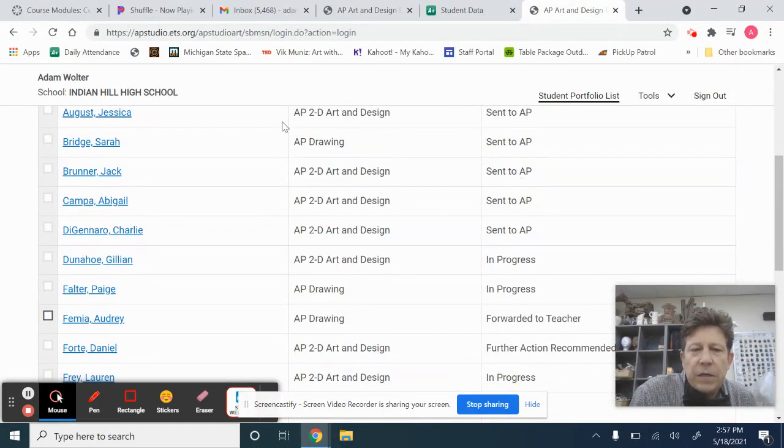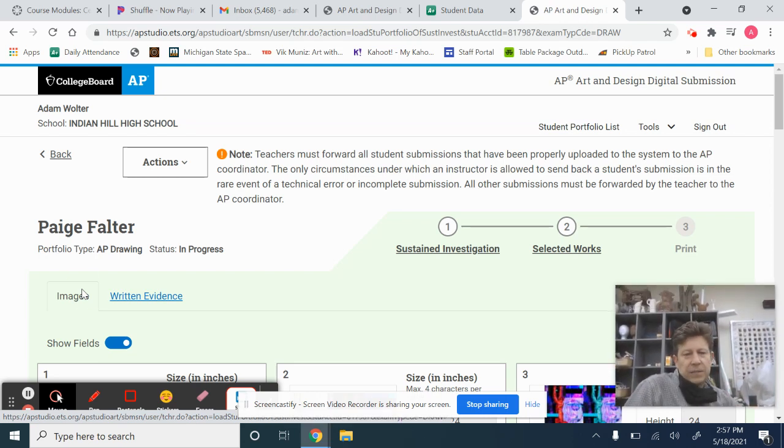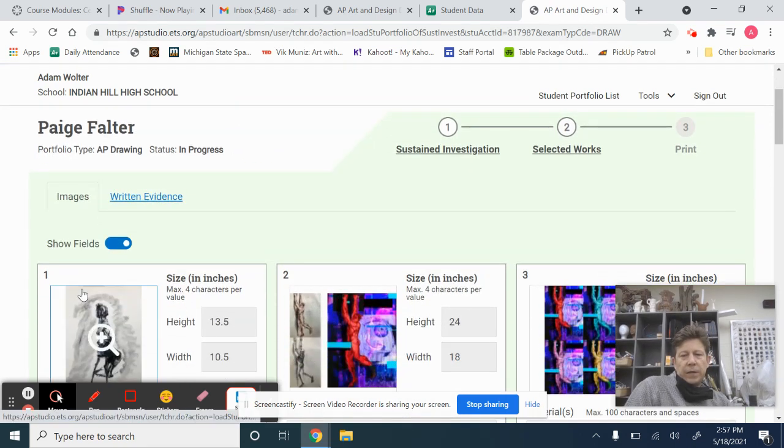And as you can see, a lot of our students have already had their portfolios sent to AP, so we can't see them anymore. But here, Paige has her portfolio, and it is not yet sent to AP, so I can see it. I can't do anything here, but I can see what she's doing. So this is what it's going to look like when you're getting ready to submit your portfolio.